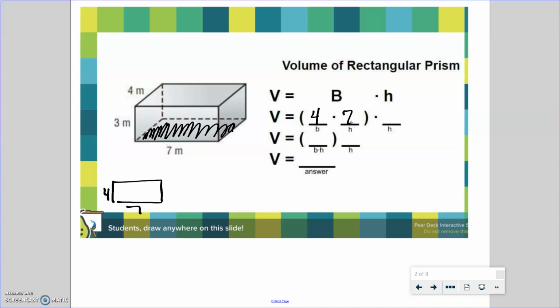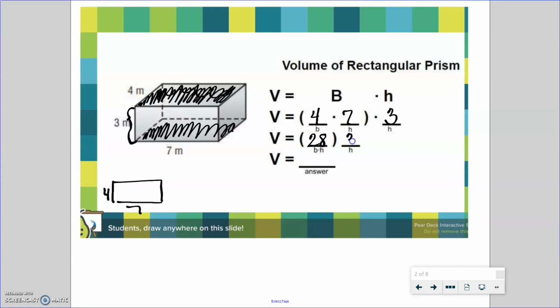And then you're going to multiply it by the height, which is 3. So the height of the prism is the distance from one base to the other. So remember, you have parallel bases. If I shaded these two bases, the height of this prism is the distance from one base to the other, which is 3 meters. Okay, 4 times 7 gives us 28.